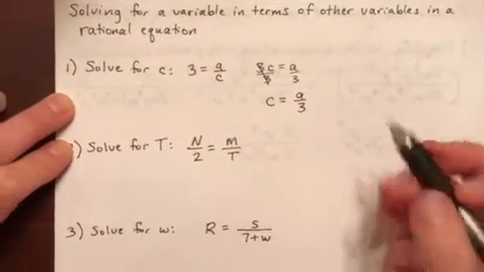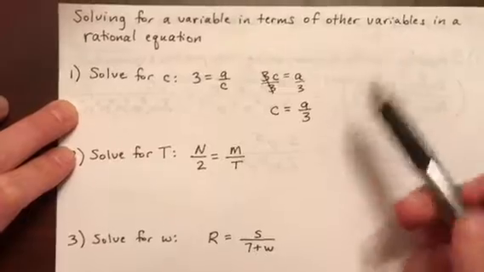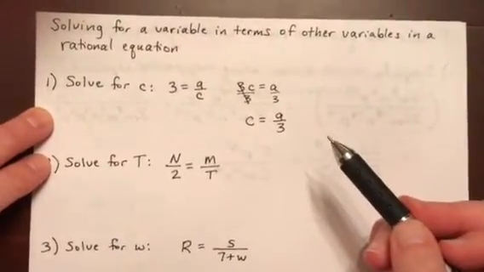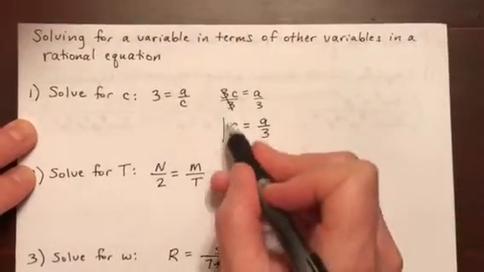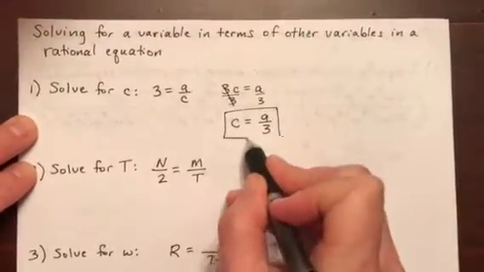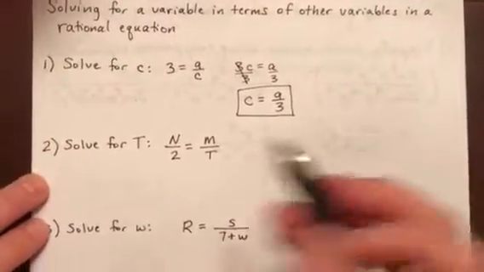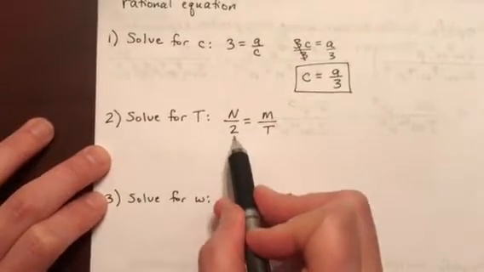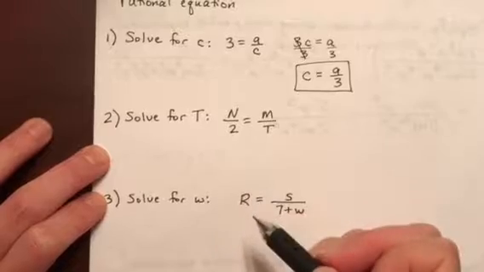Sometimes the hard thing for people in solving these types of problems is that you don't get something that is a single number answer. It's an expression, and that's okay. So in this case, c is equal to a over 3. Our second one says solve for t. We have n over 2 equals m over t.